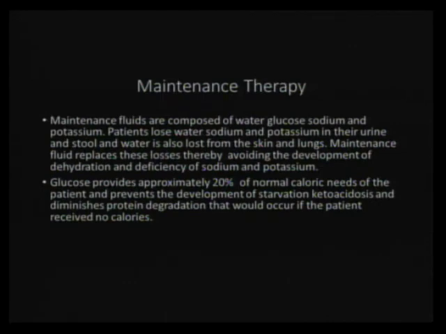Glucose also provides osmoles to the fluid, which avoids the possibility of hemolysis if hypotonics are administered. So prototypical maintenance fluid therapy does not provide electrolytes such as calcium, phosphorus, magnesium, and bicarbonate. But we can always have those added to fluids if your patient needs it.